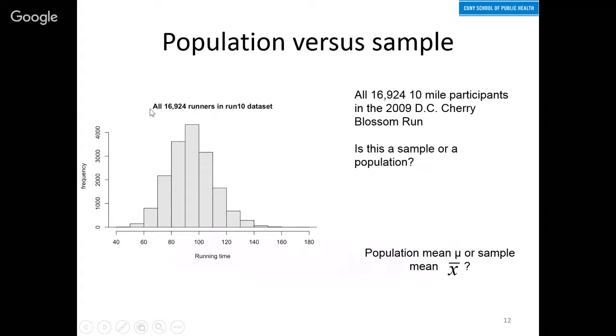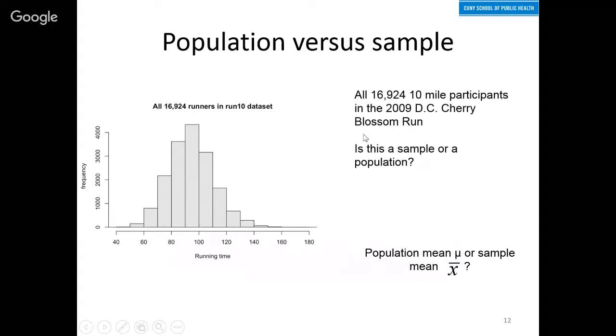So here is just an example of a population. This is the Cherry Blossom Run data set, a common data set for statistical teaching, and it's about 17,000 10-mile participants from the DC Cherry Blossom Run in 2009. So you could ask first, is this a sample or is it a population?